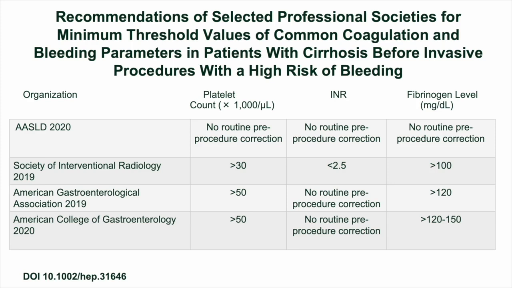SIR is a little more conservative: platelet count greater than 30, INR less than 2.5, fibrinogen greater than 100. AGA and ACG are quite similar on the platelet count for high-risk bleeding, but no routine correction for INR, and they also wanted a fibrinogen level above 120. Those are the guidances you can use, and it helps because it gives everybody flexibility. Part of this, in my opinion, is your comfort level and whether you or your colleagues can back you up if you get into bleeding complications.